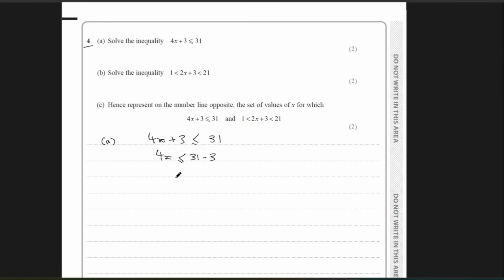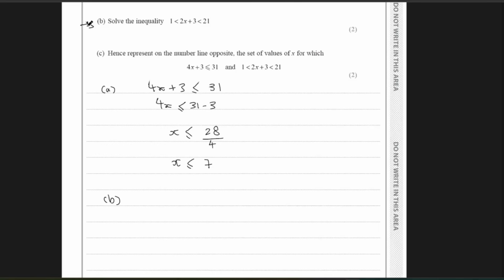And then we can move 4 to the other side. X is less than or equal to 31 minus 3 is 28. If we move 4 to the other side, it will divide 28. 28 over 4, and that is x less than or equal to 7.